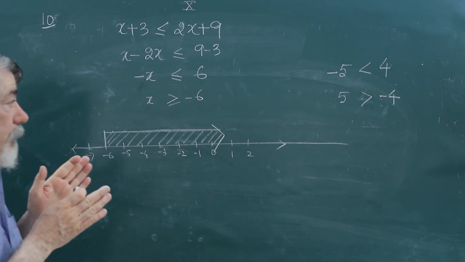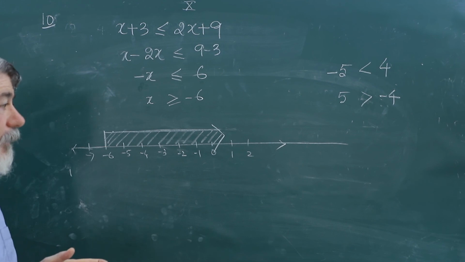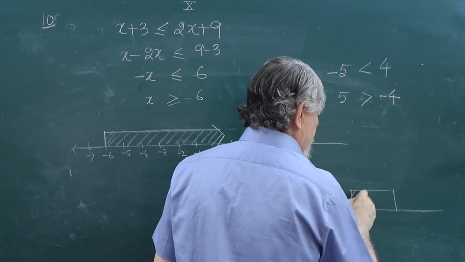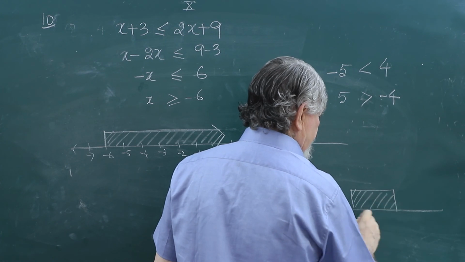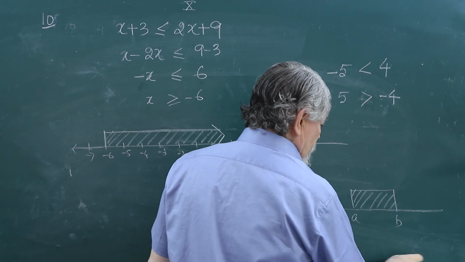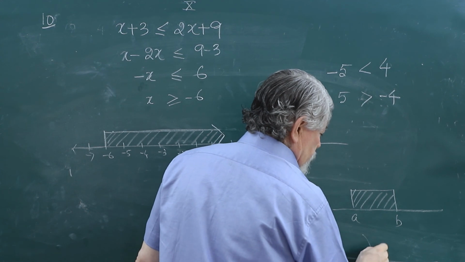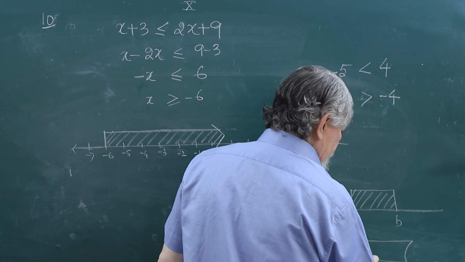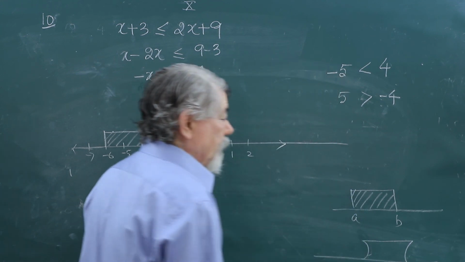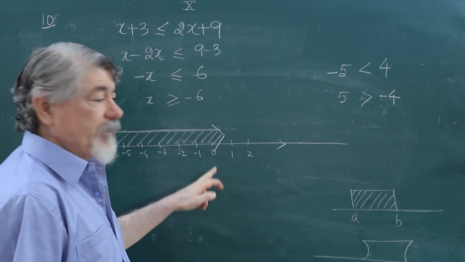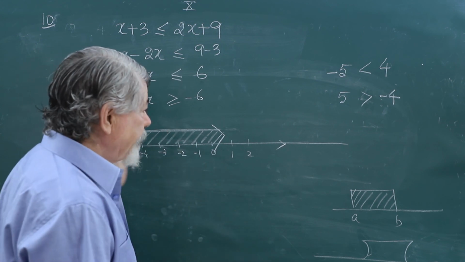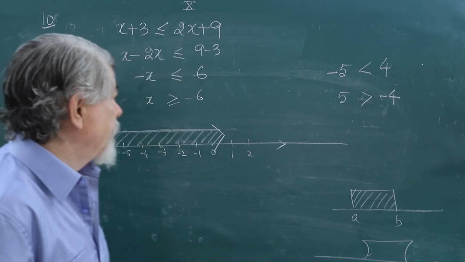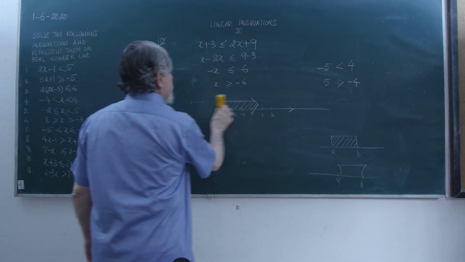Where it was a finite set, you had seen that this kind of thing will come between the two numbers a and b, or this kind of thing will come between a and b. But when we indicate it with an arrow, then it is an infinite set. This is a finite set here. Now let us see question number 11.